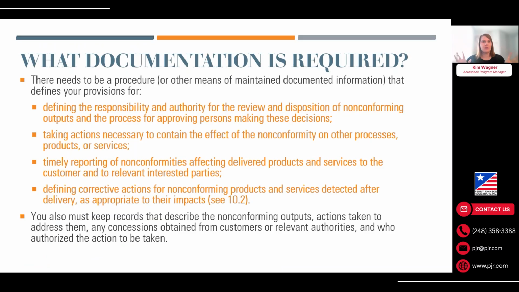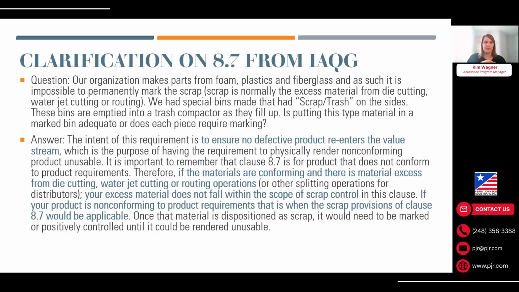Okay. So again, we're talking about the documentation that's needed here. First, we have to have a procedure or other means of maintaining documented information that defines the provisions for all these things that we just mentioned, right? The procedure has to describe how your organization addresses all of these items. And then when you do run into non-conforming material, non-conforming product, non-conforming outputs, you must keep records that describe the non-conforming output, the actions taken, any concessions obtained, whether it's from the customer or other relevant authorities, and who authorized the action. All of that needs to be included on that record, right? Okay.